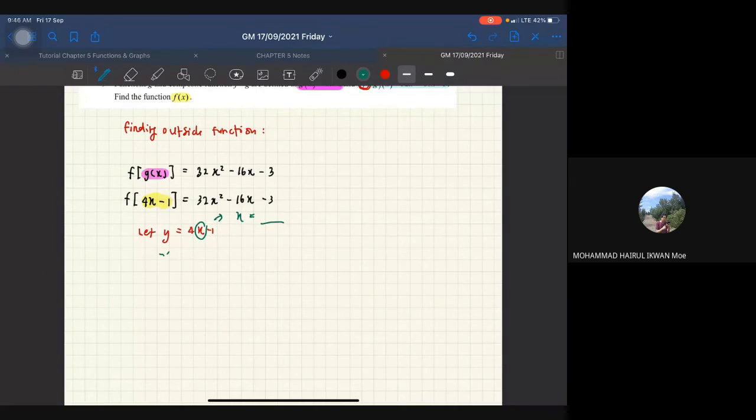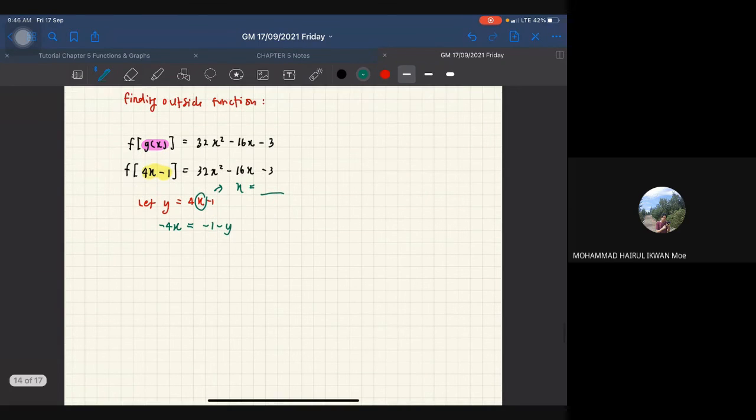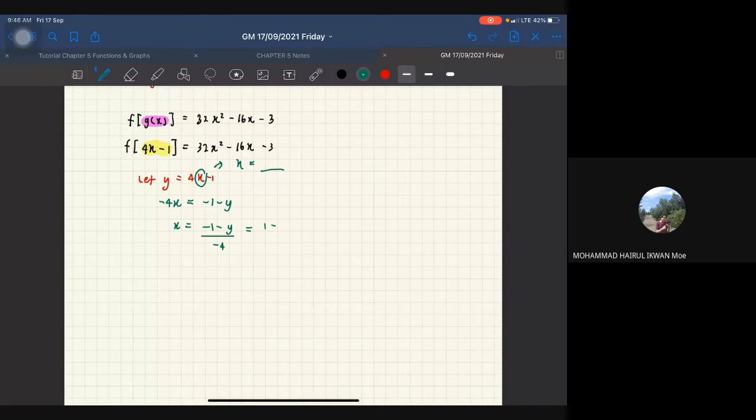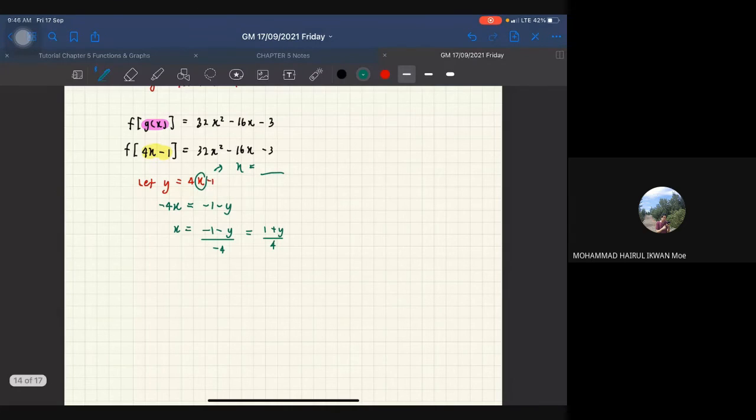Okay, so kita akan pindahkan sampailah dapat x tu sama dengan berapa. So awak akan dapat negative 4x is equals to negative 1 minus y. Okay, and then x is equals to negative 1 minus y over negative 4. Okay, so simplify, you will get 1 plus y over 4. Okay, so this is your x. Okay, so sekarang ni, kan awak dah let yang dalam kurungan tadi, yang saya highlight kat warna kuning ni, sebagai y. Okay, so sekarang awak ganti masuk dia jadi y. So maksudnya now you have f of y.